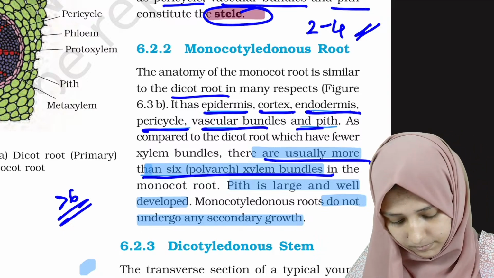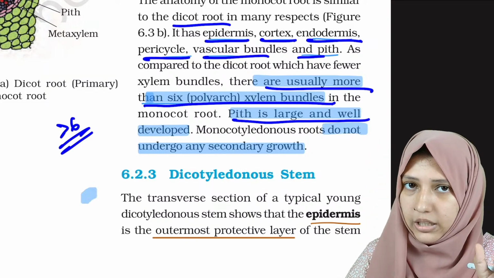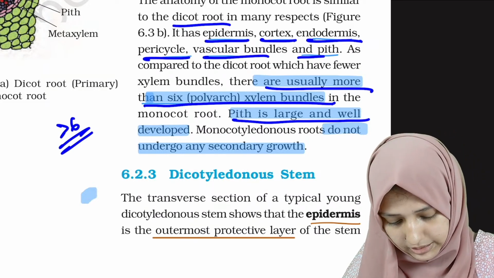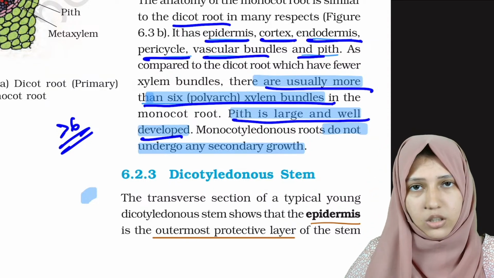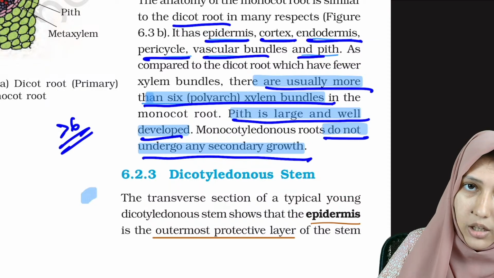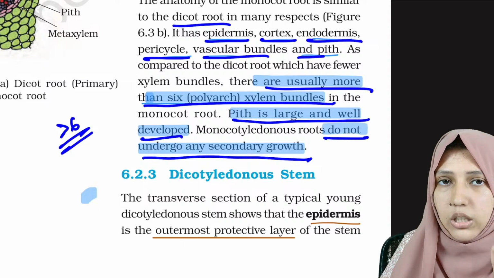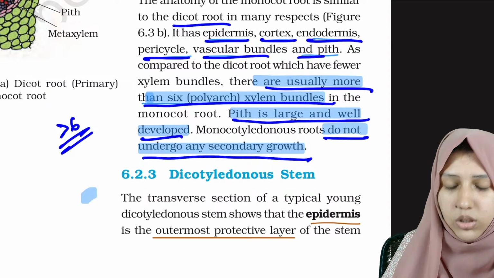Clear? And pith is large. In dicot root the pith was not significant, it was small. Here the pith is large and well developed. Clear? And the monocot do not undergo any secondary growth. In dicots there is always the presence of cambium and there will be secondary growth. In monocots there is no cambium and no secondary growth.